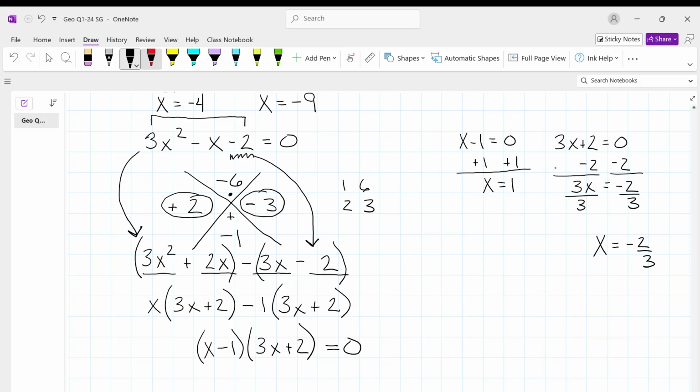So the solutions for this function are 1 and -2/3. Those are the zeros of the function. Those are the 2 points where the function would hit the x-axis if it was graphed. And they're the solutions to the function. Anybody have any questions?